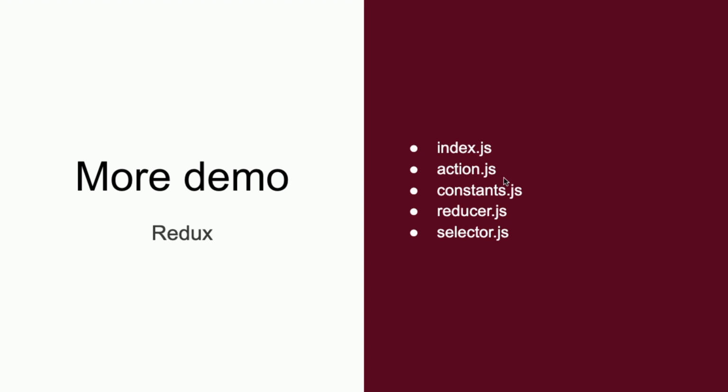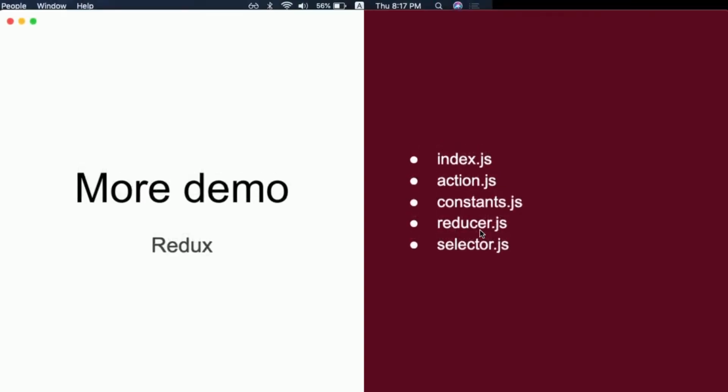So index is the entry file. Action will define all the actions that are going to be dispatched. Constant defines the variable for the type, and then reducer will be modifying your state, and selector will extract data from state and pass it back to index. So let's have a look.